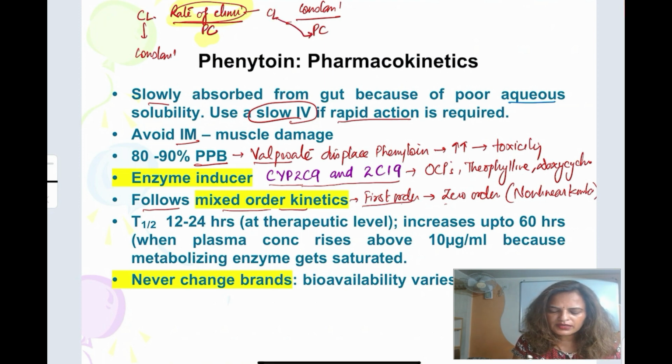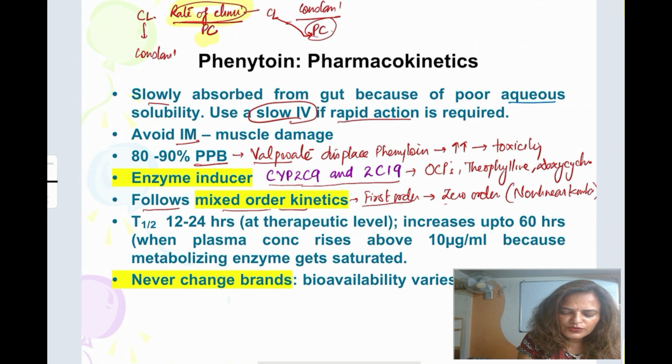Its non-linear kinetics means, if you are going to give phenytoin, what will happen? Its plasma concentration, as you increase the dose, initially remains fine, but later on, if you increase the dose, what will happen? The plasma concentration is going to rise manifold. That is going to lead to toxicity. And the same you can see here. So initially the half-life at therapeutic level is 12 to 24 hours.